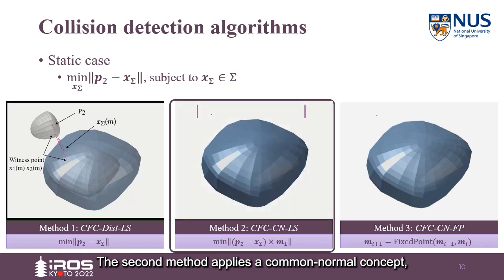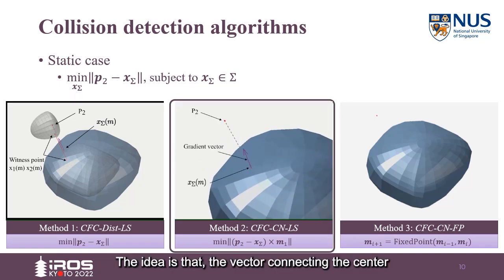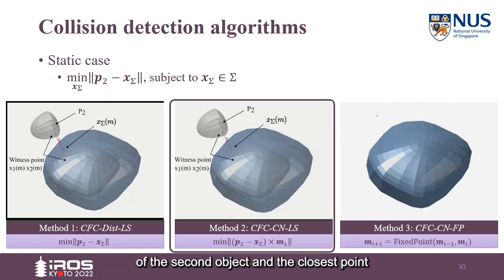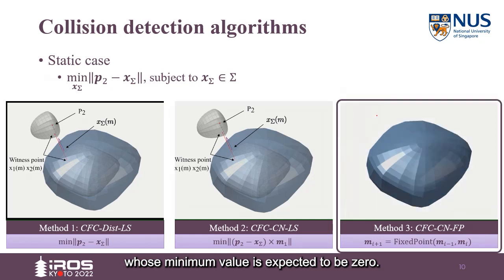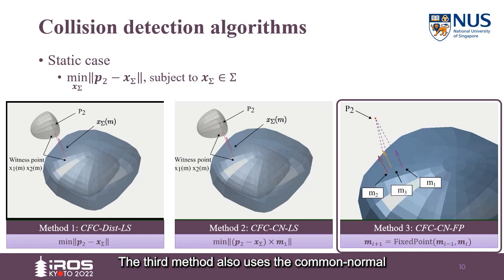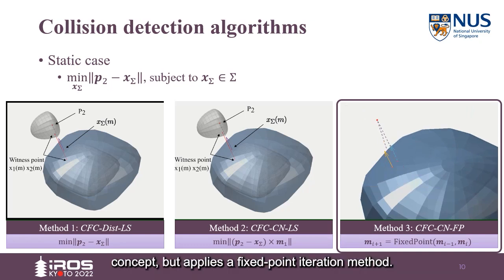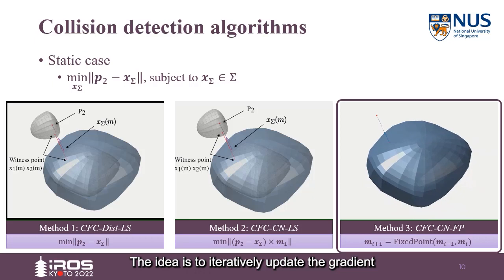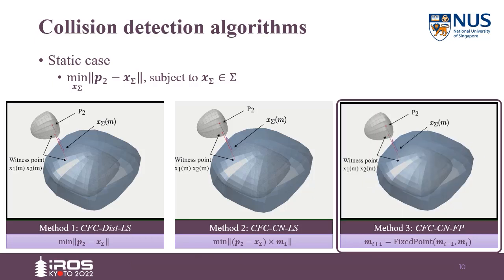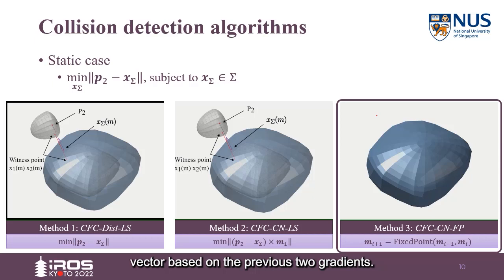The second method applies the common normal concept. The idea is that the vector connecting the center of the second object and the closest point on the contact space is anti-parallel with the normal vector at the closest point. So we propose the objective function as the cross product of these two vectors, whose minimum value is expected to be 0. The third method also uses the common normal concept, but applies a fixed point iteration method. The idea is to iteratively update the gradient vector based on the previous two gradients.